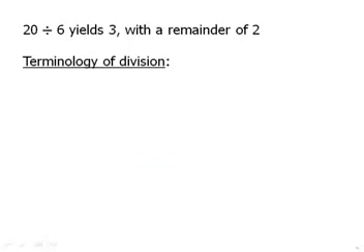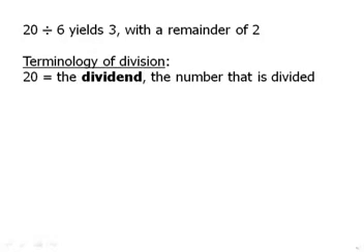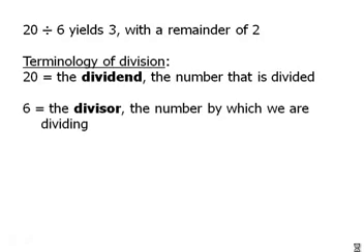Let's talk about the terminology here. 20 divided by 6 yields 3 with a remainder of 2. What are the terms for all these roles? The 20, the number divided, is called the dividend. The 6, the number by which we're dividing, is called the divisor.